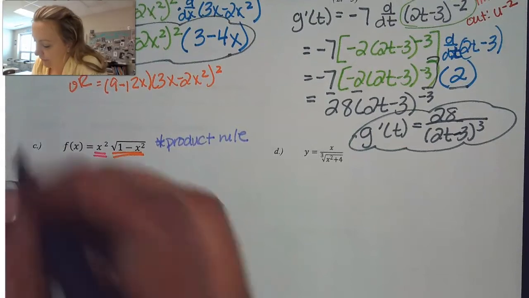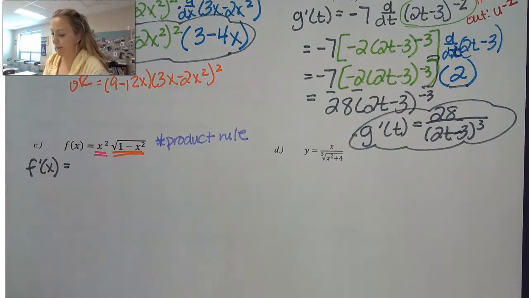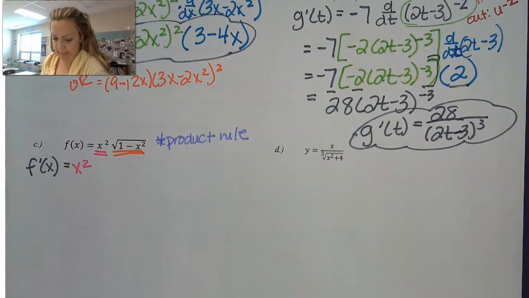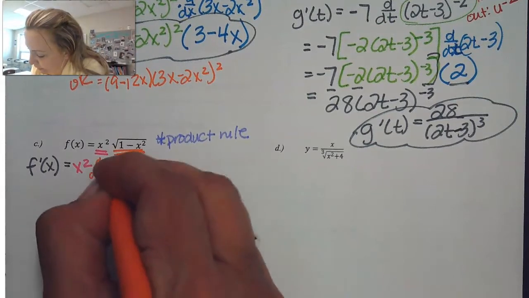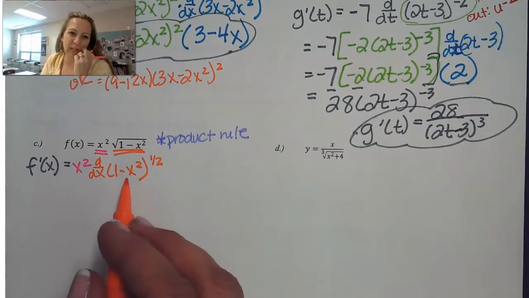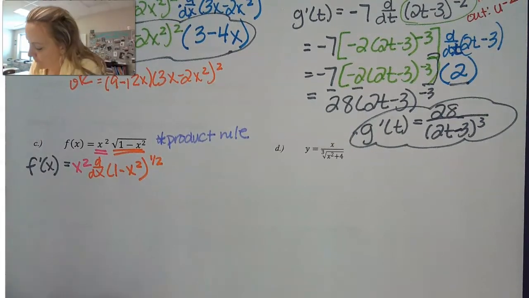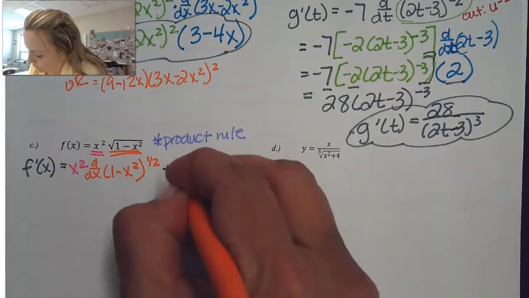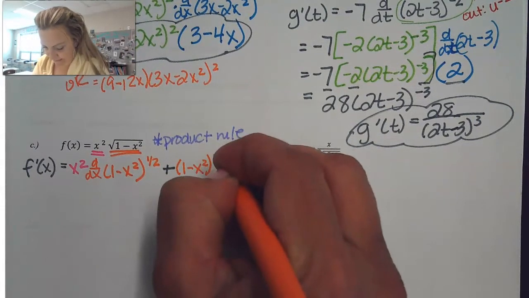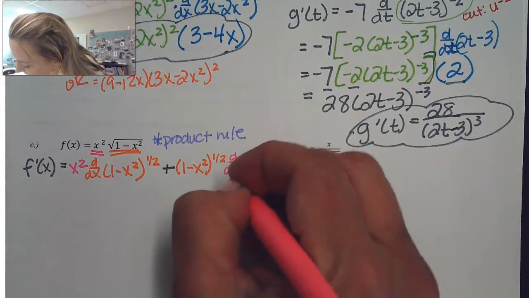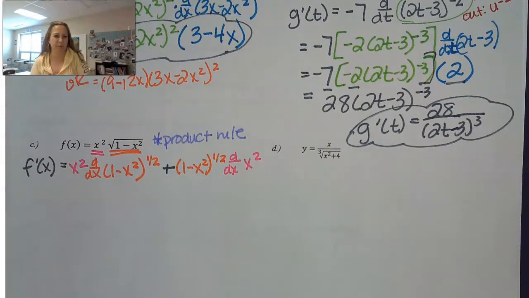So if I'm taking f prime of x, remember that the product rule means I'm going to take x squared times the derivative of 1 minus x squared to the 1/2. I'm just rewriting the square root as that to the 1/2, okay? And then plus 1 minus x squared to the 1/2 times the derivative of x squared. Okay, so remember the product rule that we had? We'll still be able to apply that.